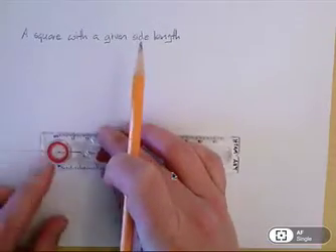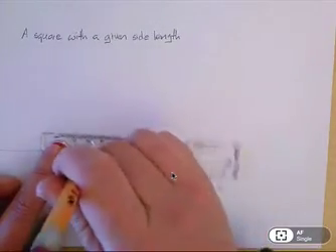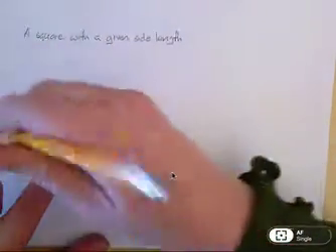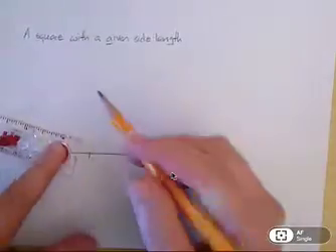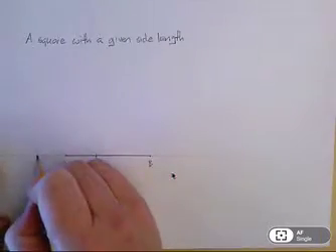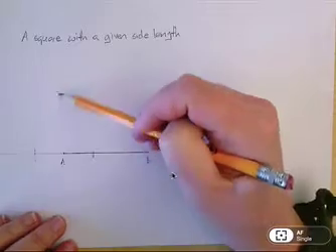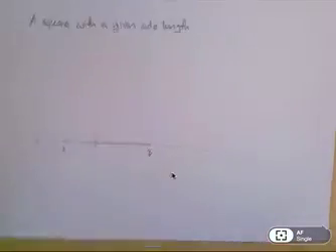I'm going to lock my compass down. I'll make a little arc here and go to the other side and make an arc here. Now I have this line segment where I'm going to construct the perpendicular bisector to go through A.